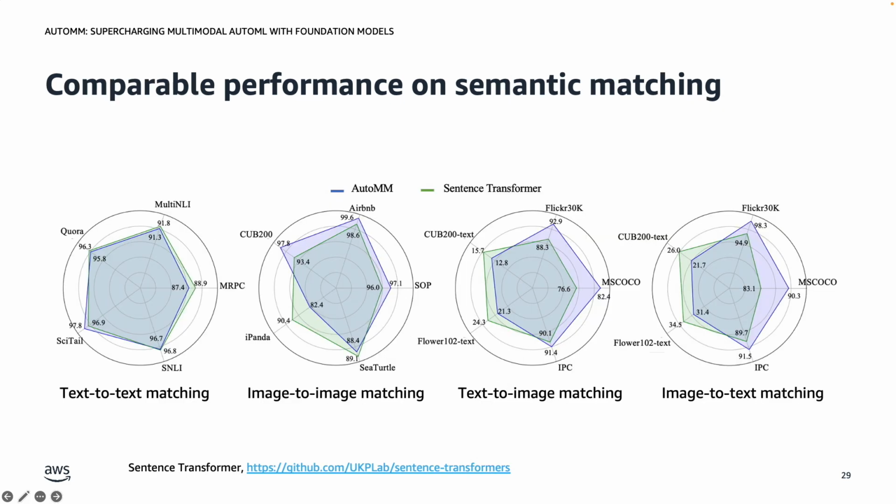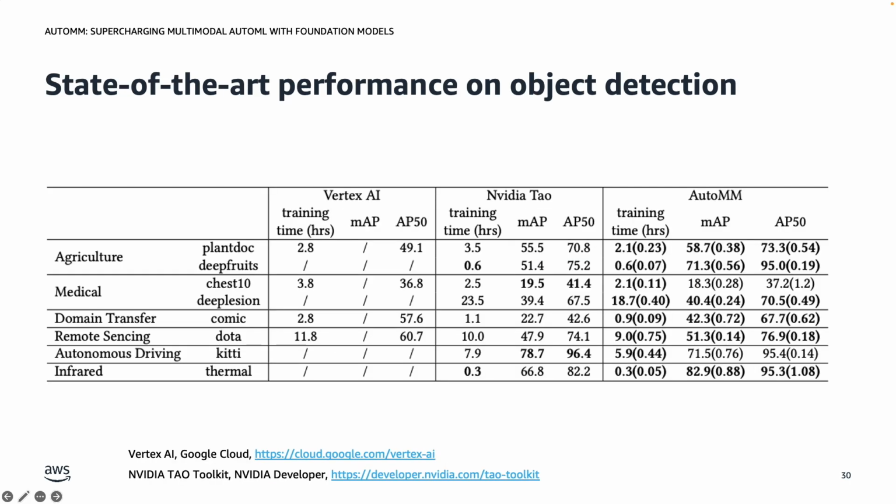The second task we evaluate is semantic matching. There are 4 subtypes of matching. For each type, we collected 5 datasets from different domains. We compare with Sentence Transformer. It's an open source package developed specifically for semantic matching. AutoMM, as a general AutoML toolbox, gets comparable performance as Sentence Transformer, which is more a domain-specific toolbox.